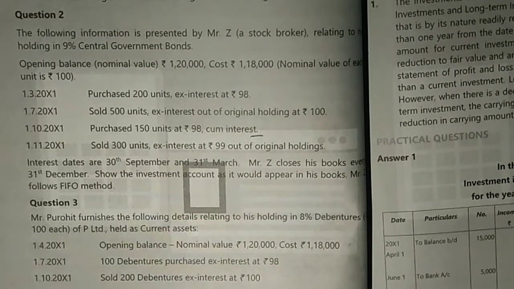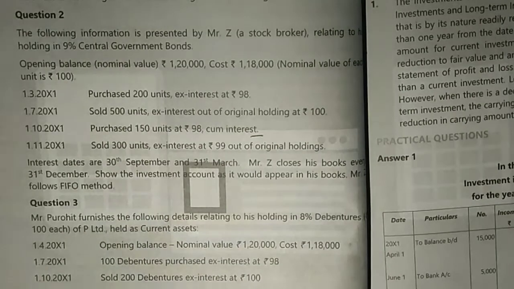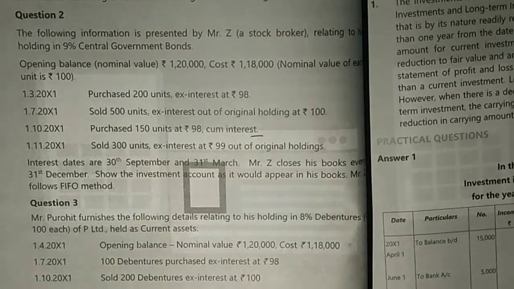They purchased 200 units at ex interest price of rupees 98 each and sold 500 units at ex interest price, which had the nominal value of 100 rupees. On 1/10 they purchased 150 units at rupees 98, that is at the cum interest price. Next, on 1/11 they sold 300 units at rupees 99 at ex interest.